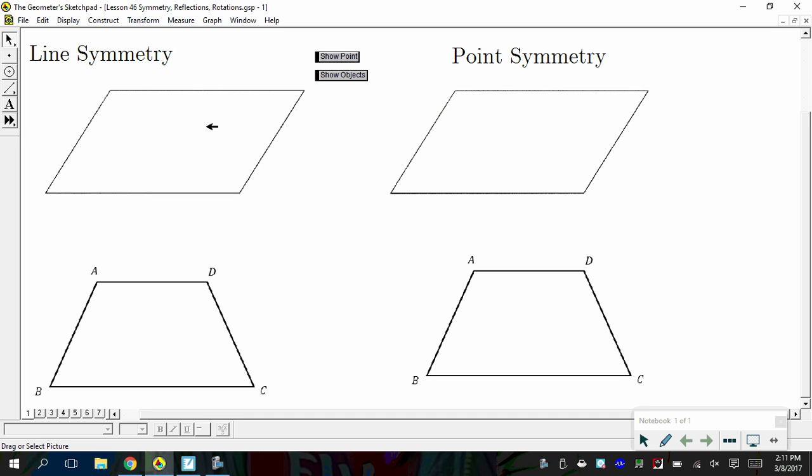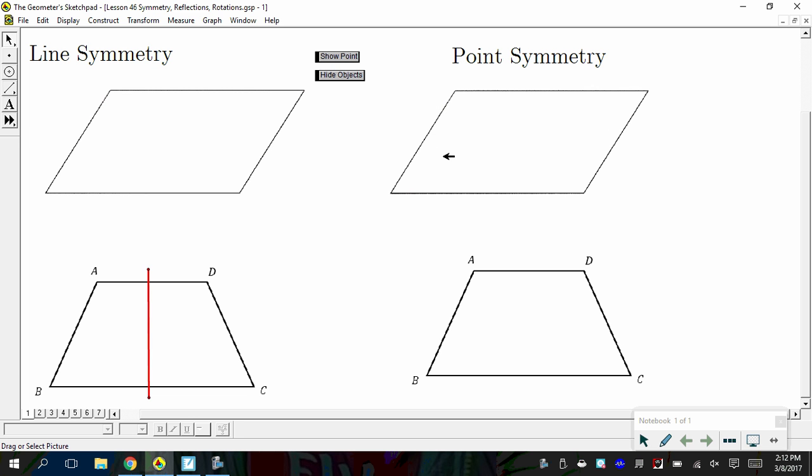So if we look at this parallelogram, there's no line that we can draw where if we fold the shape, it's going to line up perfectly on top of itself. But if we look at the isosceles trapezoid, if we draw this line right down the middle through the two bases, we could fold this trapezoid over this line and it would fold on top of itself. So this is what we call a line of symmetry. It's sort of like if we reflected this left side right onto the right side of the shape.